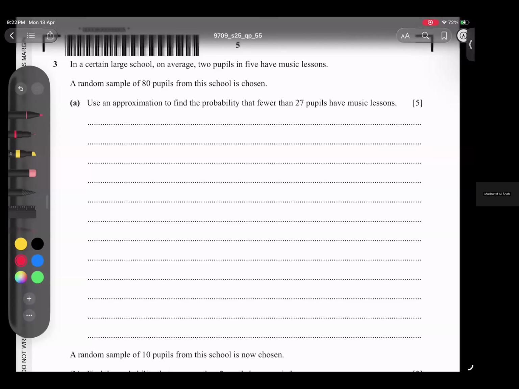Question number 3. In a certain large school, on average, 2 students in 5 have music lessons, so it means 2 out of 5. A random sample of 80 pupils from the school is chosen, so n, the sample, is 80. Use a suitable approximation to find the probability that fewer than 27 have music lessons. So P is 2 by 5, and Q is naturally 1 minus 2 by 5, so 3 by 5.